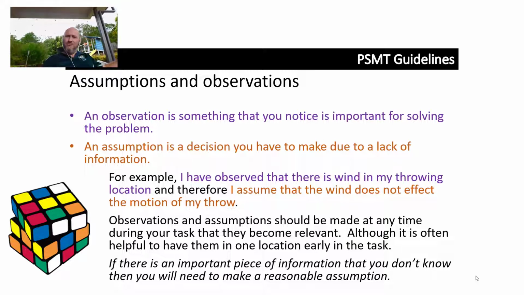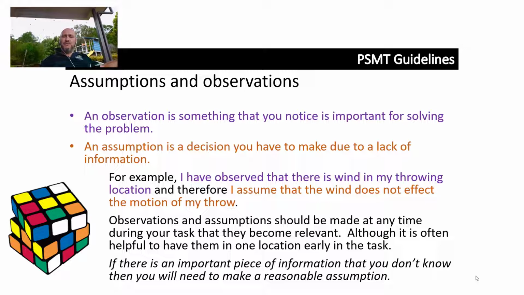You can see my purple and red there, and my way that I've interpreted the definitions. So an observation is something you notice is important for solving the problem. So when you open up the task and you look and you see the problem and you think, I really need to know this. That's an observation. Or, I think that's going to have an effect here. That's an observation. So when you first read the problem, the first thing you should be doing is noting down all the things that come to mind, because they're your observations.